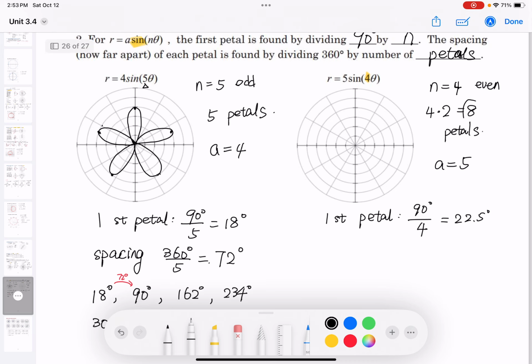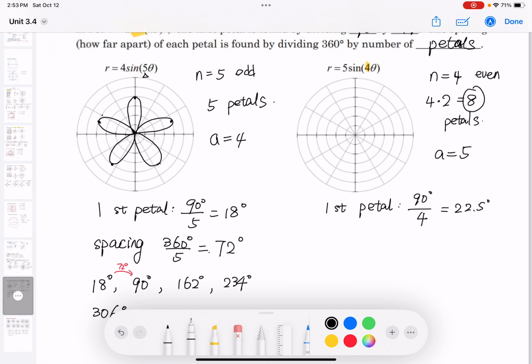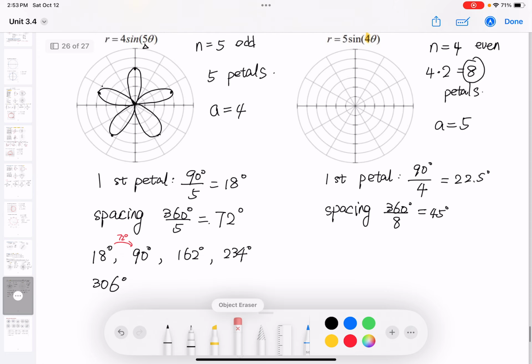And totally we have 8 petals. So the first petal is 22.5. We need the spacing to find the second one. Spacing is equal to 360 degrees all divided by 8. That means how many petals in one full cycle? We have 8 petals. So the spacing between each petal is equal to 45 degrees. So we're starting from 22.5 degrees, and the next one is 22.5 plus 45. Excuse me. So 22.5 plus 45 is 67.5 degrees.